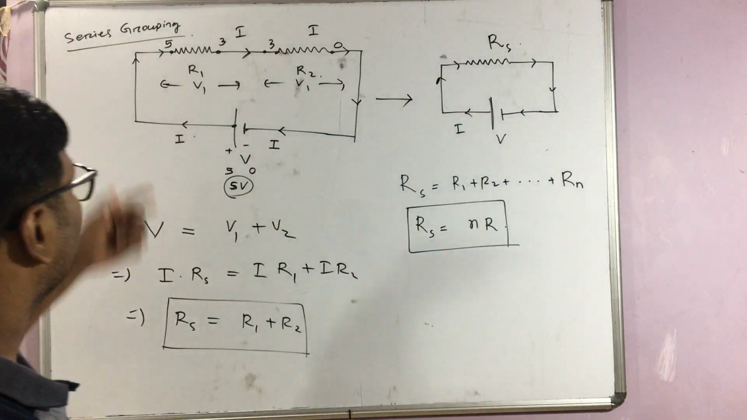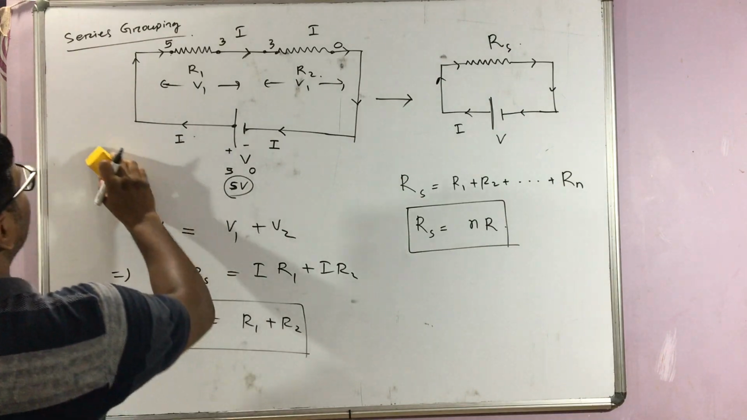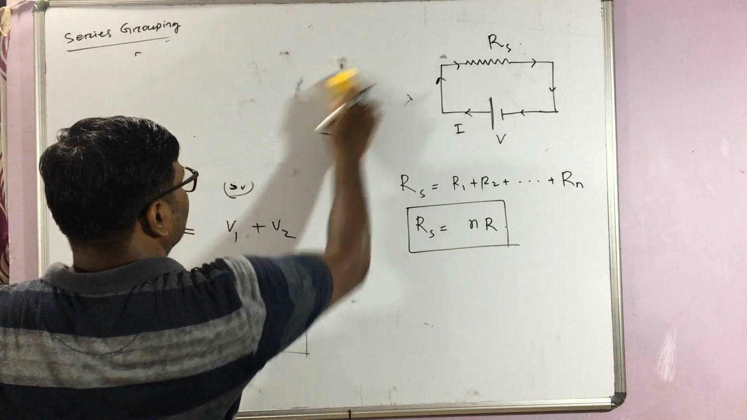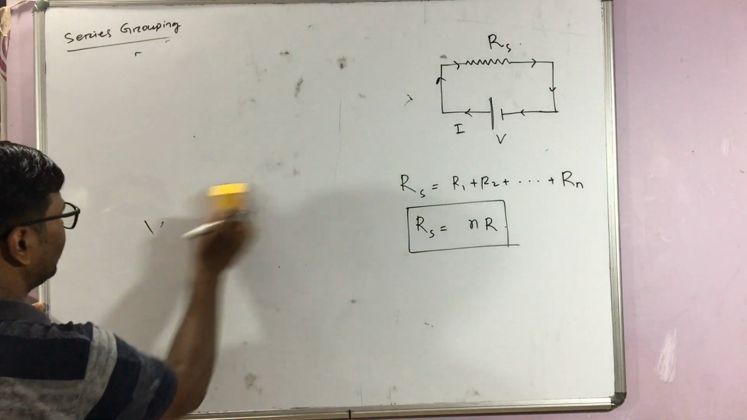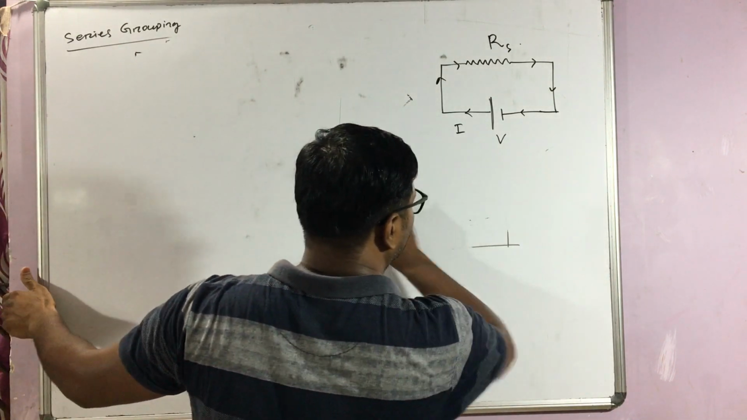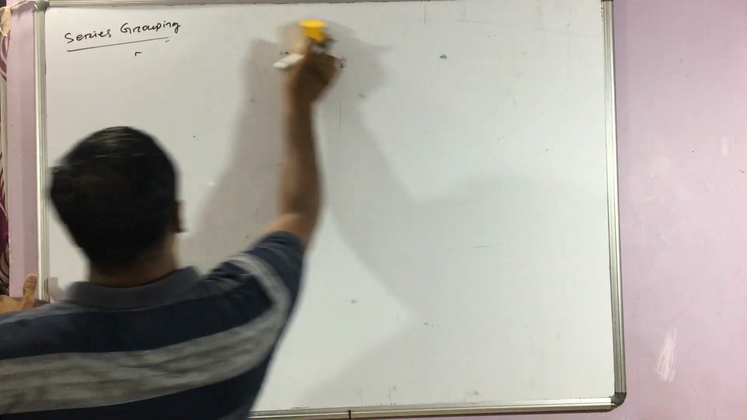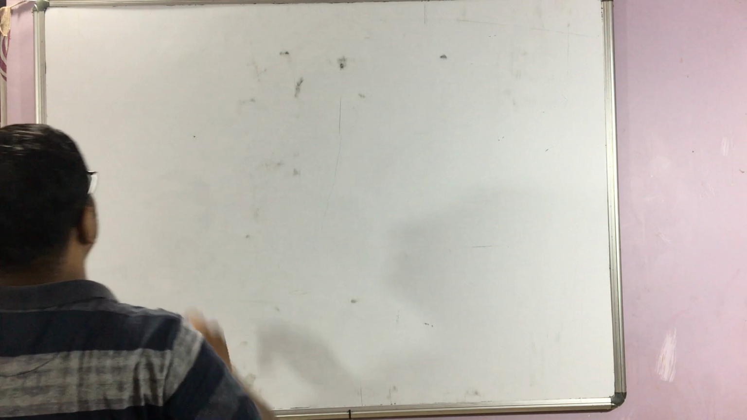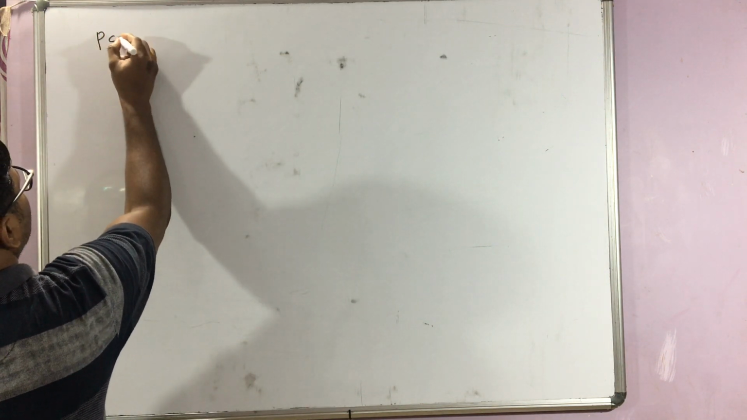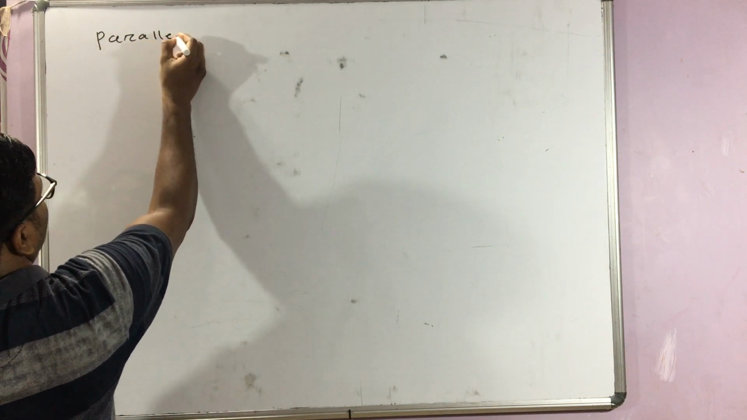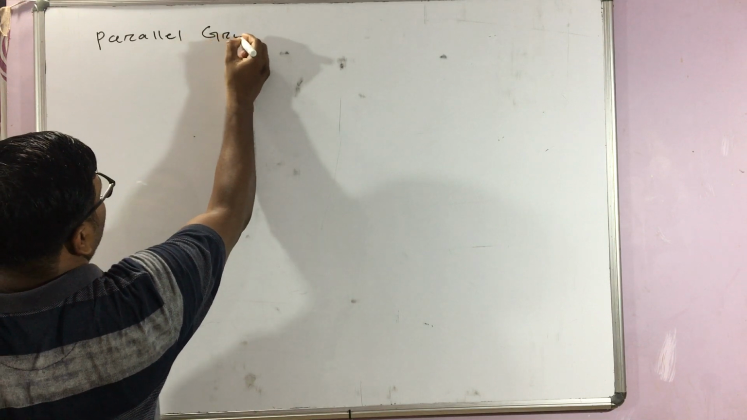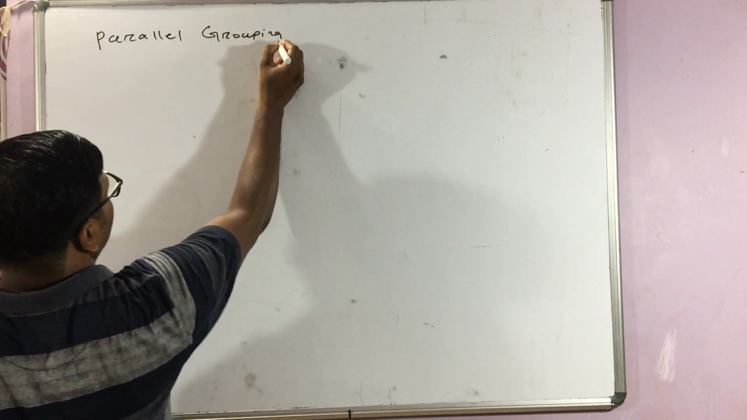Now come to parallel grouping. For simplicity, I will be taking only two resistances connected across a battery in parallel grouping. So we can write here: parallel grouping of resistors, or simply parallel grouping.